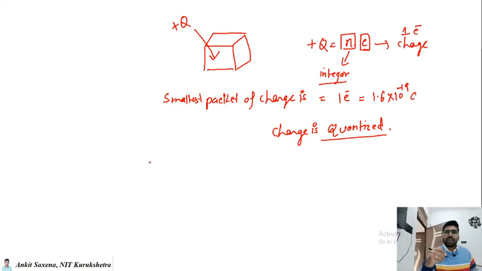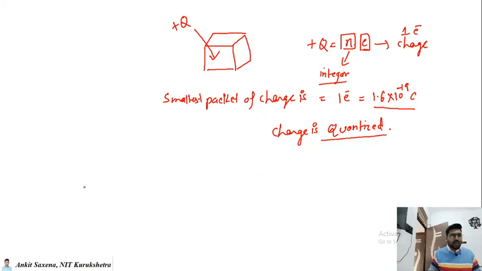In the neutral body, the number of electrons and the number of protons present in the body are equal. But in a charged body, there is an imbalance between the number of electrons and protons. If the number of electrons is greater than the number of protons, such a body is known as a negatively charged body. And if the number of electrons is less than the number of protons, such a body is known as a positively charged body. The charge of one electron is 1.6 into 10 to the power of minus 19 coulomb. And here we conclude that charge is always quantized.